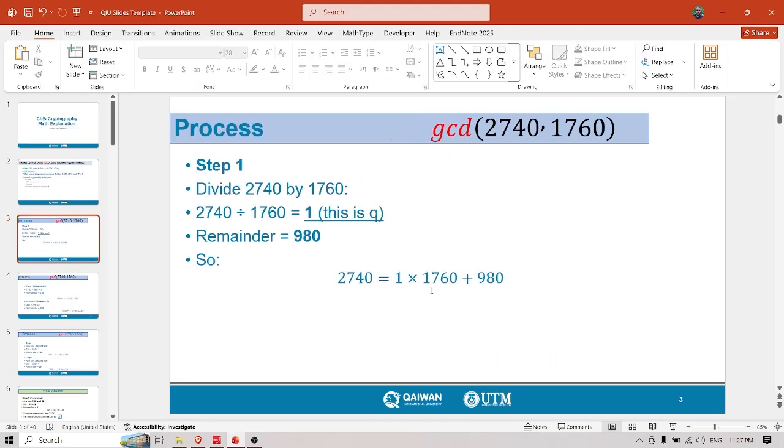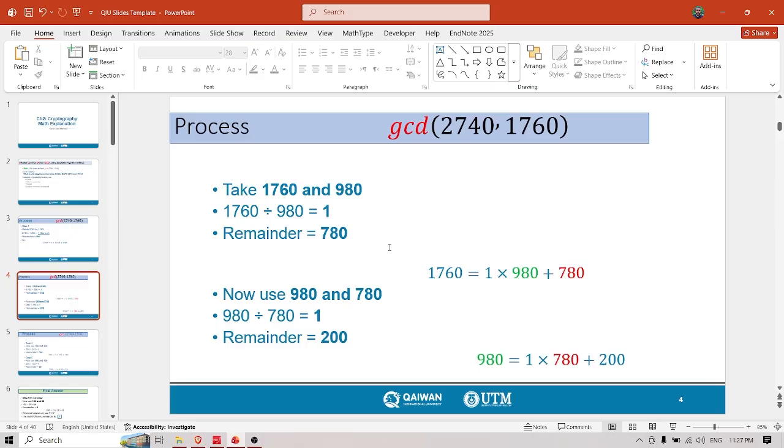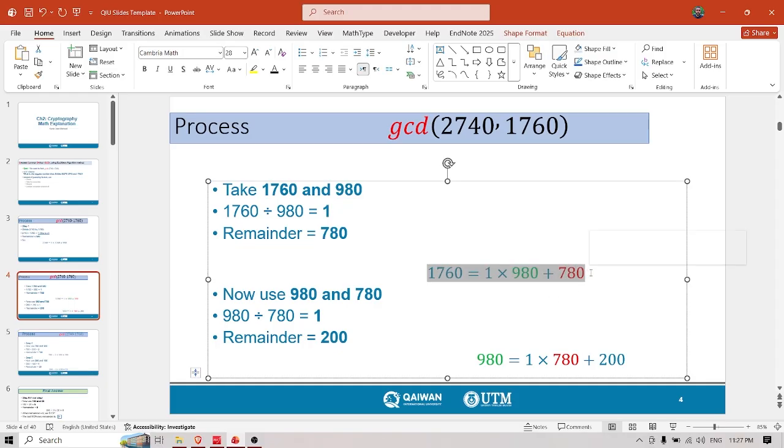Now, we will take the two largest numbers in here. It would be 2740 and 980. We will divide it. We see we have 2 with a fraction. It means that it will not be 0, so we will just neglect the fraction. We will write it this way: 2740 is equal to 2 multiplied by 980 plus 780. Now we will take these two numbers and we will repeat this process.